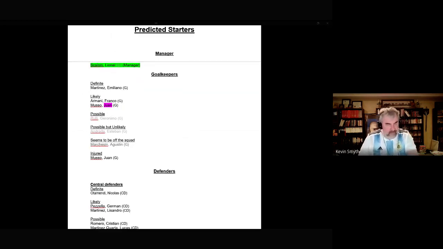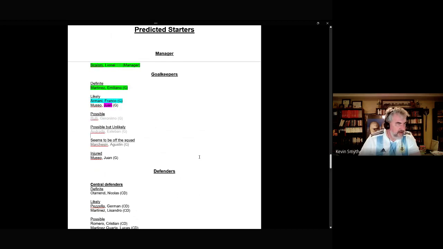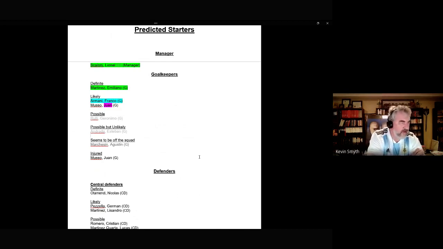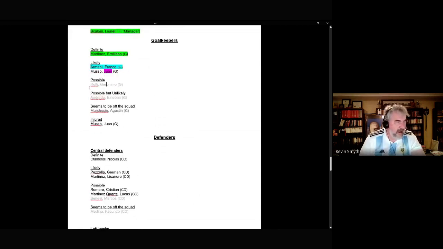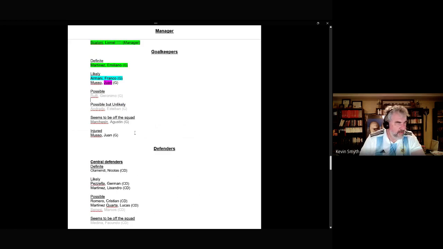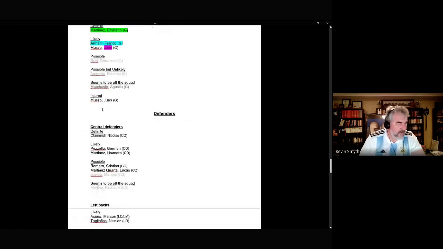Emiliano Martinez. It was a bit of a concern that Armani started the last game, but I don't think that adds up to a threat. So we have Emiliano Martinez as a starter, and Armani is almost certainly going to be a substitute. And then we would have thought so for Juan Musso, except his injury will maybe open the door for Geronimo Rulli there, but we won't highlight them because we're not confident that either of them will make the team given the situation.